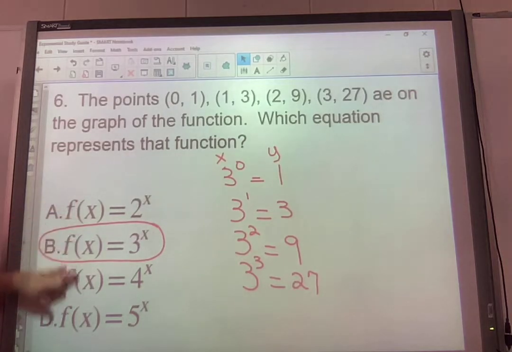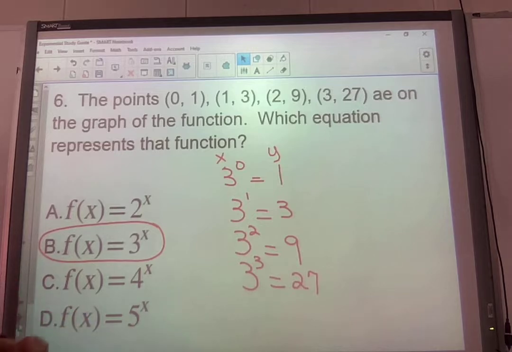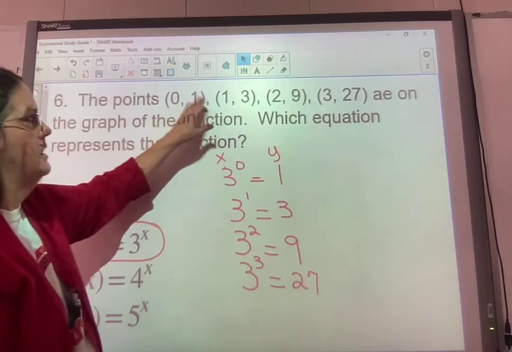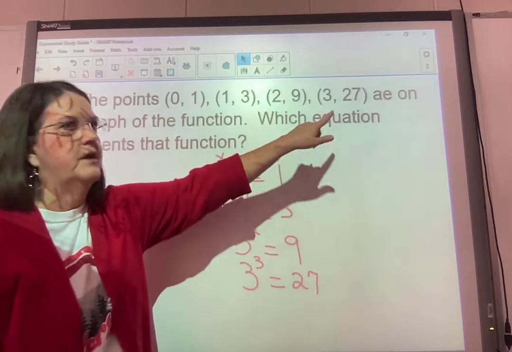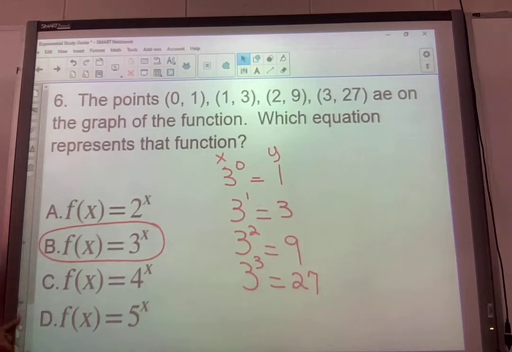You have several choices to choose from. You either have a base of 2, 3, 4, or 5, and you have to decide which one it is. If this were a base of 2, it would be (0, 1), (1, 2), (2, 4), (3, 8). You get the general idea, and you can establish that with all of them. If you have questions, you can ask me in class.